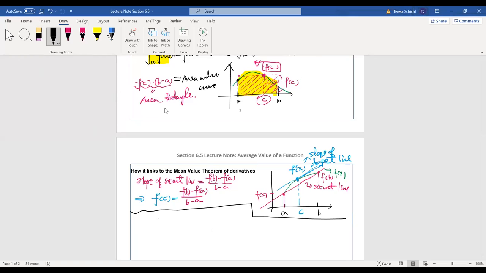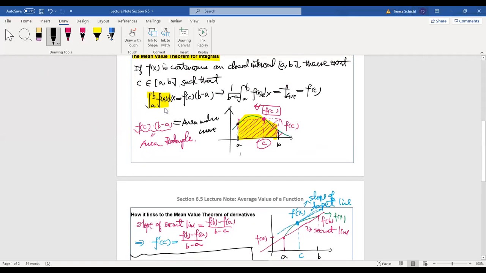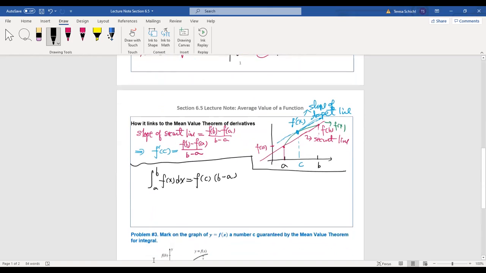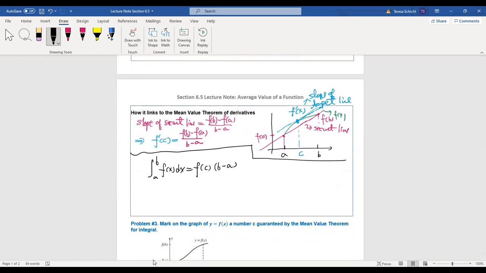Now let's take a look at the mean value theorem about the integrals, right? From the previous one, we say the integral from a to b of f of x dx is equal to f of c times b minus a. I like to derive from the other end, so maybe it's easier to see the match here. Now I take the derivative of both sides, so by the fundamental theorem of calculus, we know this one here.